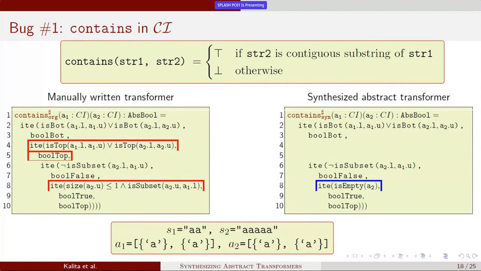Now let's talk about lines number 4 and 5, which I have said is a precision bug. It's a simple check: if both of them are top, then it's a bool top. Now let's consider an example where A1 is top and A2 is empty. In that case, it's true, right? Because empty is in top, but it returns top. So that's the precision bug, and in our case, it's not there. There are other bugs which I encourage you to read in the paper.